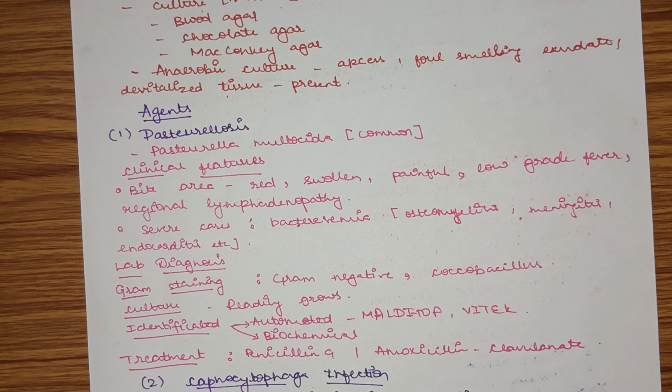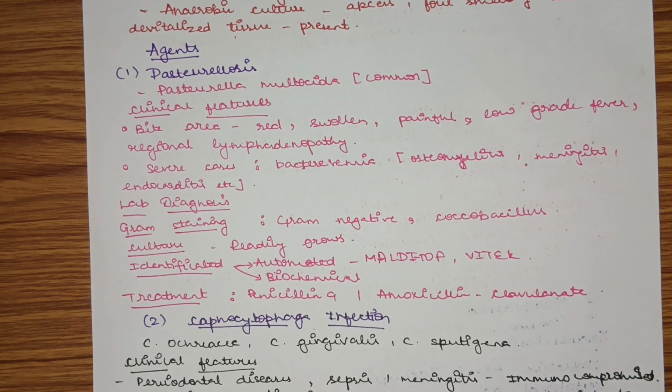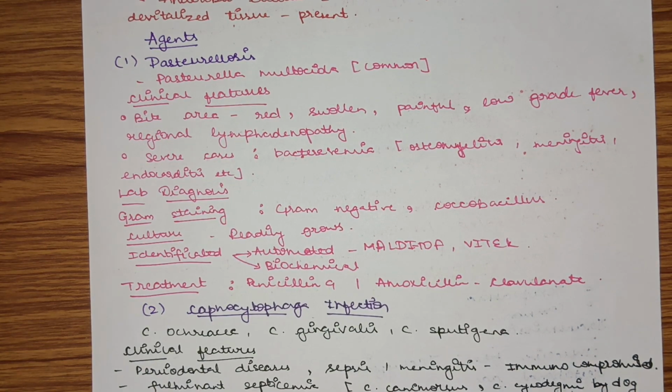Lab diagnosis is done by Gram staining. In Gram staining, gram negative coccobacilli are seen, and it readily grows in culture. The identification may be done by biochemical methods or by automated methods, in which MALDI-TOF and VITEK are used. The treatment of pasteurellosis includes penicillin G and amoxiclav. Amoxiclav is amoxicillin clavulanate.